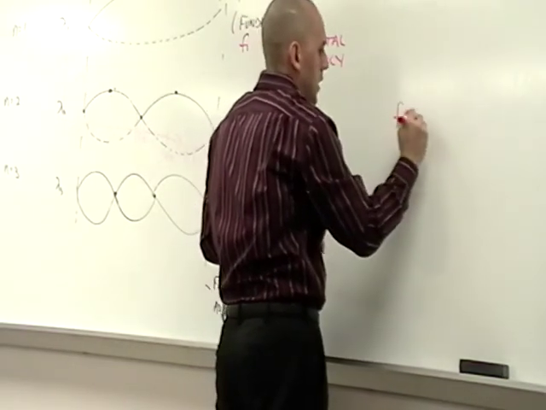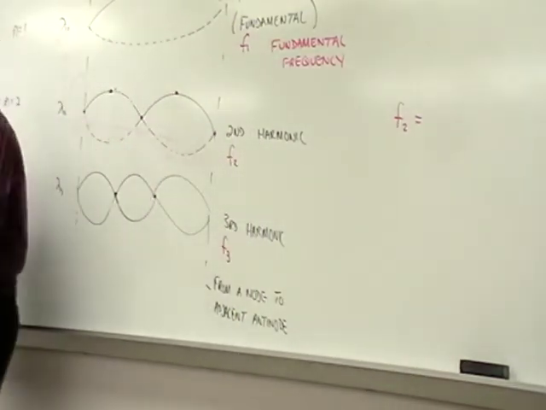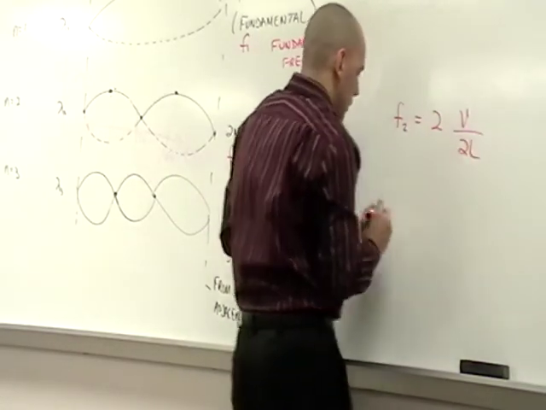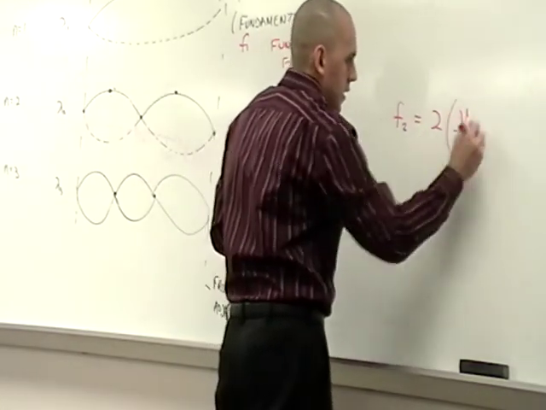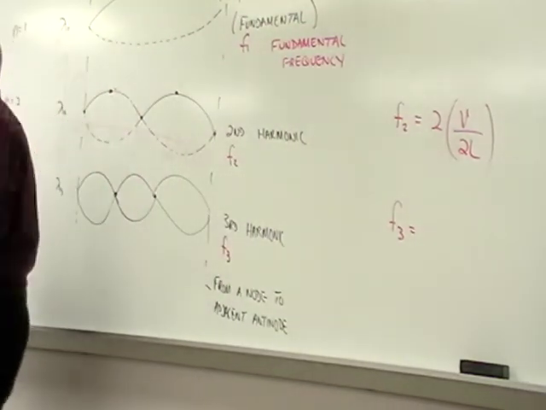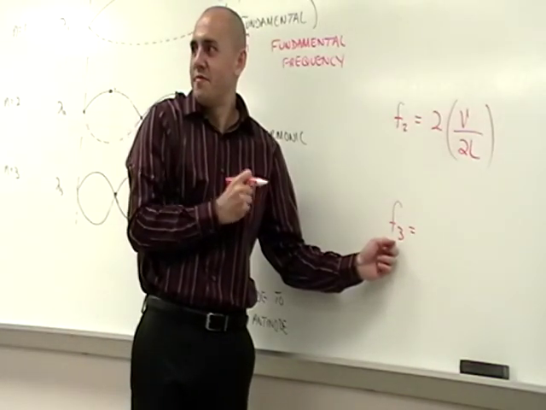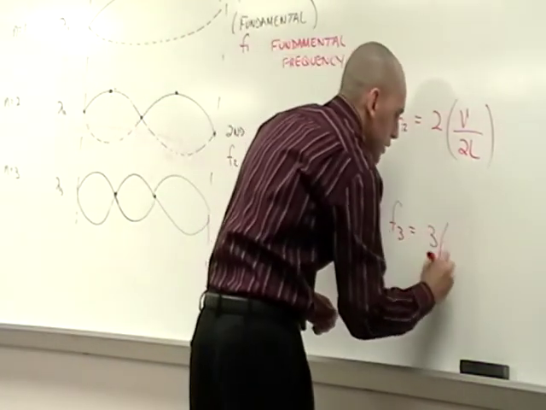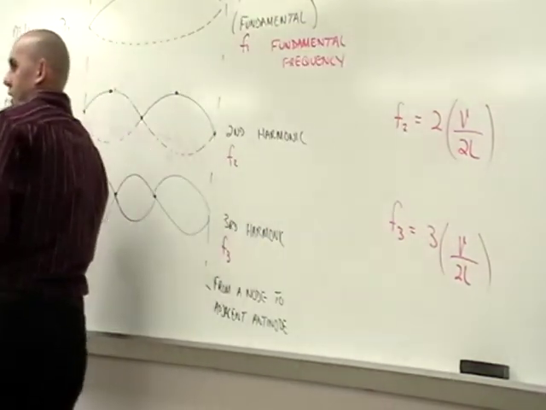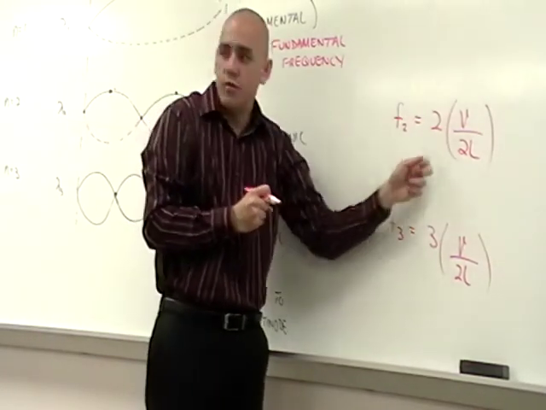F2 would be equal to what? 2 times V over 2L. What would F3 be? I feel like you're trying to ask us a trick question. No tricks here. What's F3? 3 here. 3 times V over 2L. We're just taking these frequencies in, and everything is one of these V over 2Ls, or 2 or 3.